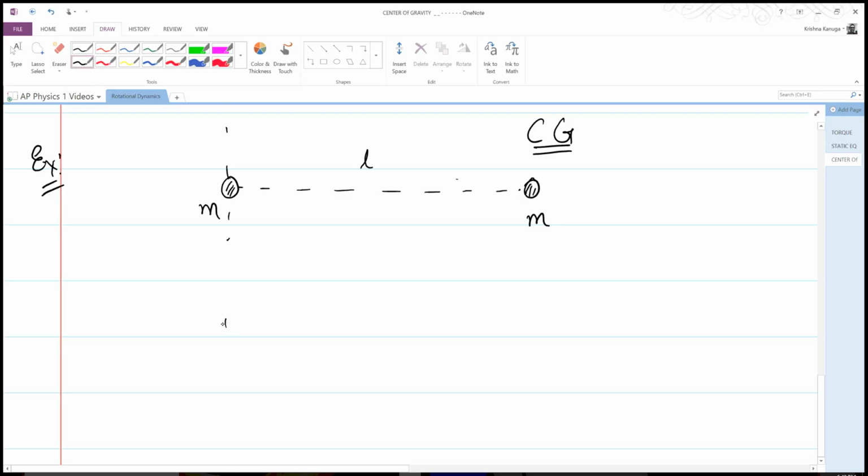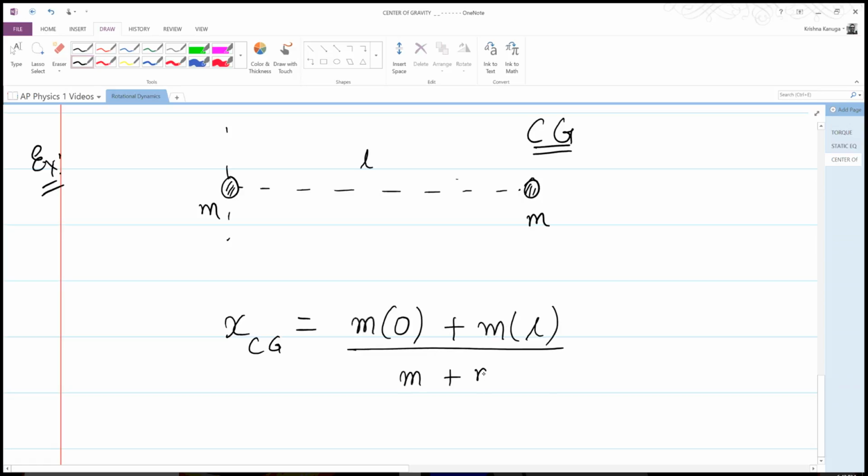So for my x center of gravity, the formula is to take the mass of each multiplied by its coordinate, and then divide by all the masses. So we have m times 0 for the first one, plus m times L for the second one, divided by the sum of the masses. When we simplify this, I get m times L divided by 2m, and we see that the masses cancel out, and I end up with L divided by 2. A very simple calculation.